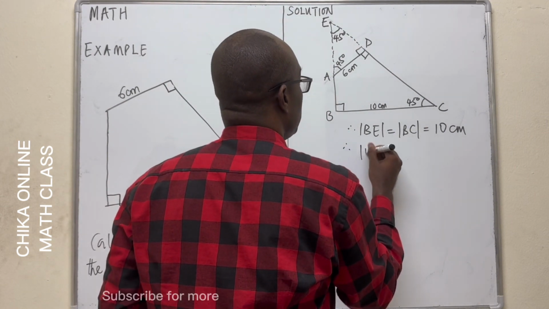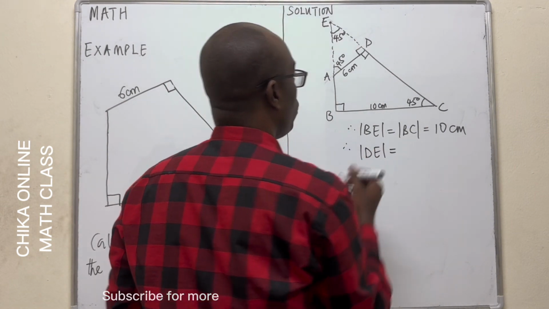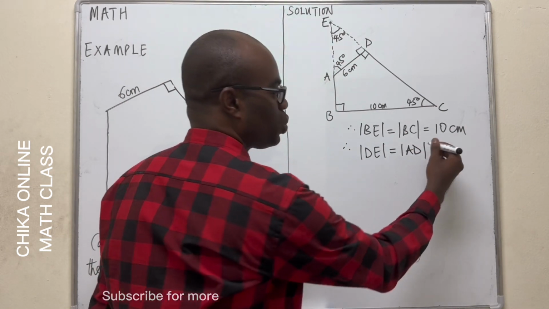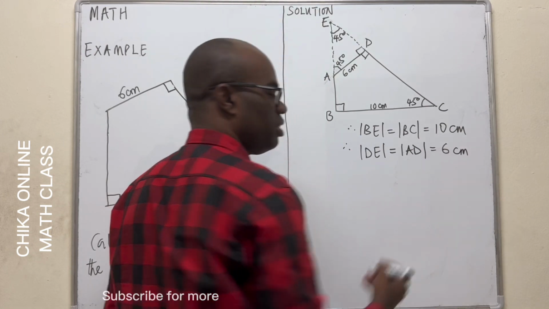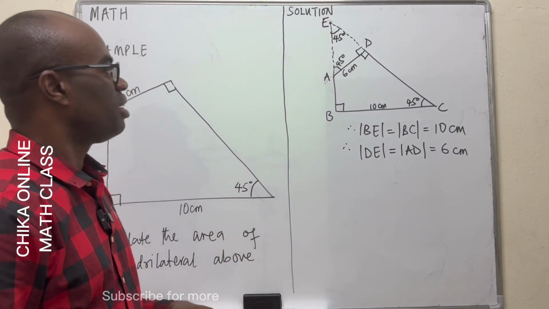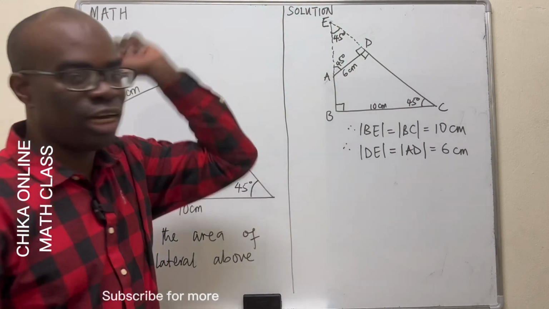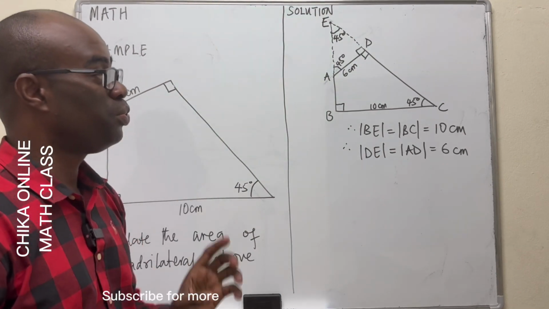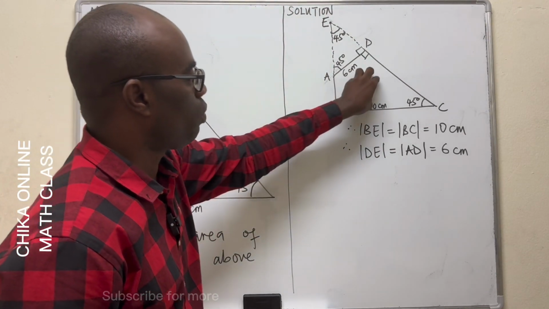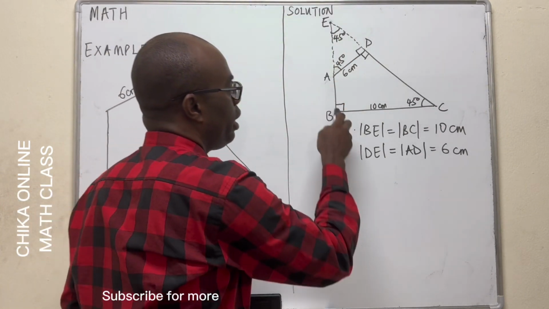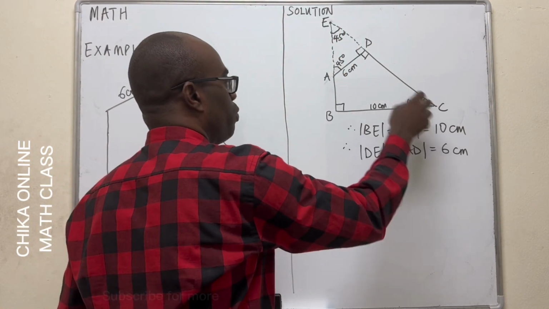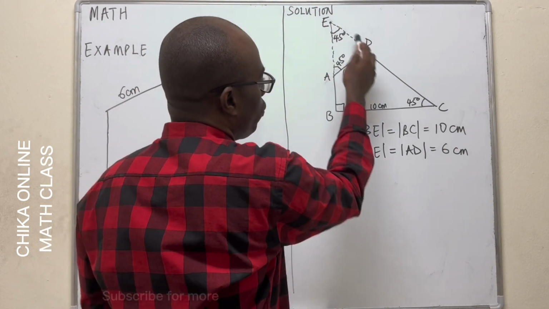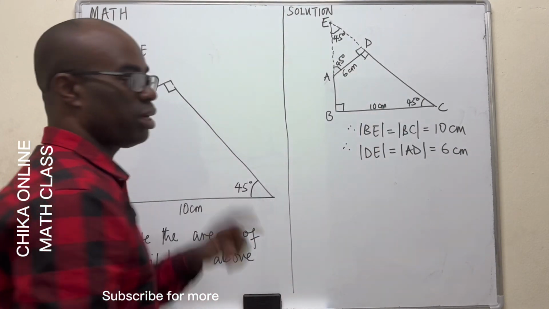Therefore, DE equal to AD, because they are isosceles, equal to what? 6 cm. Okay? Now, how will this help us achieve our goal of finding this area? What we have to do, the area of this quadrilateral is equal to what? The area of this triangle minus the area of this triangle. So if we cut away this triangle from the bigger triangle, we'll get this quadrilateral.